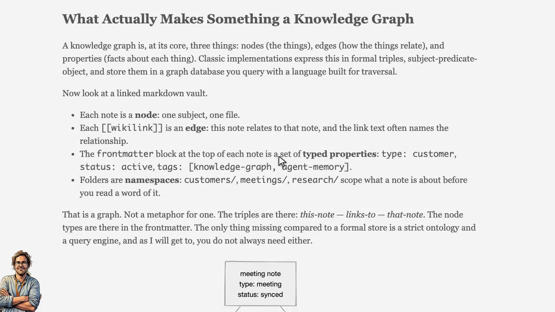So what actually makes something a knowledge graph? At its core, three things. Nodes, the things, edges, how they relate, and properties, facts about each thing. Now look at a linked vault. Each note is a node, each wikilink is an edge, the frontmatter block is a set of typed properties, and folders are namespaces. That is a graph, not a metaphor for one.